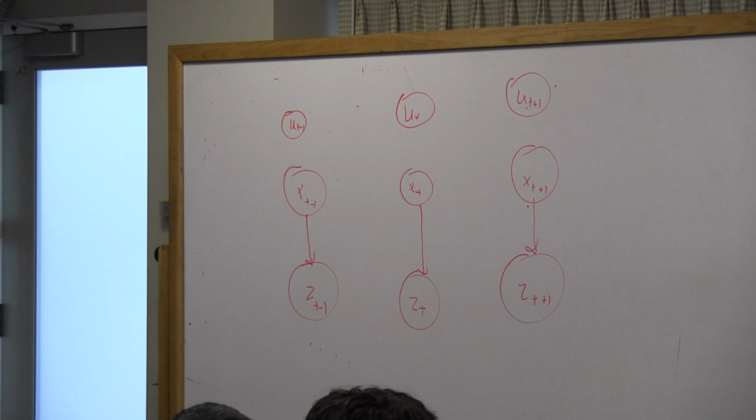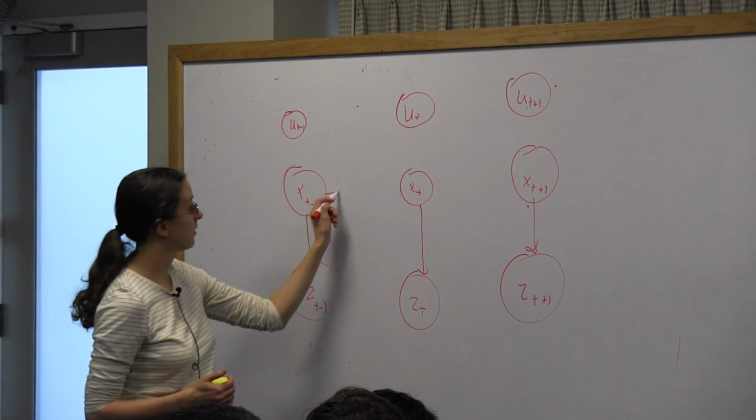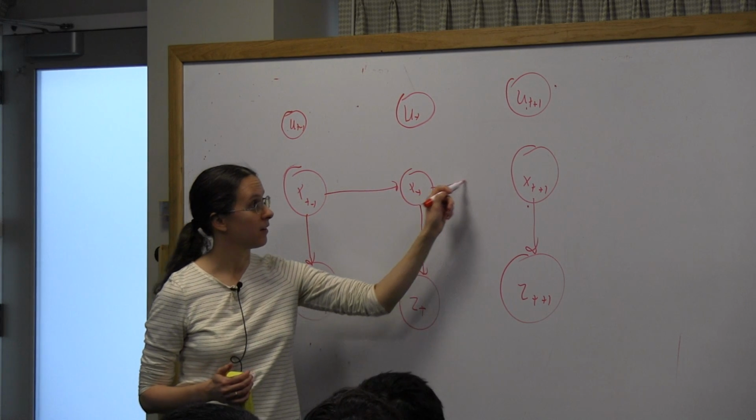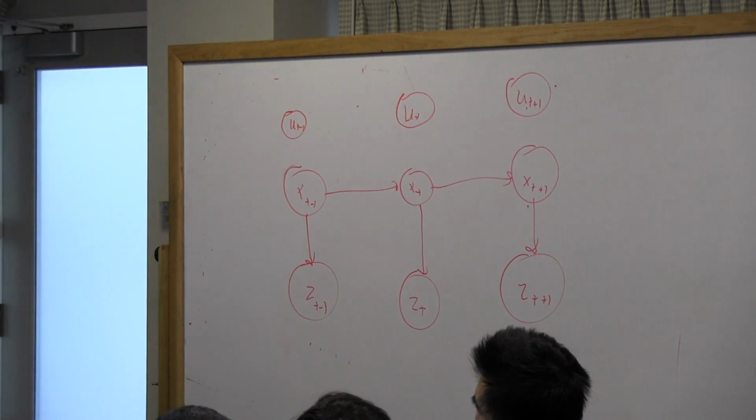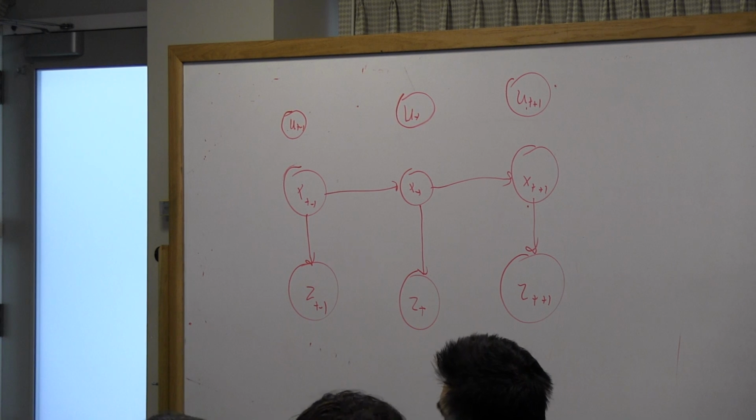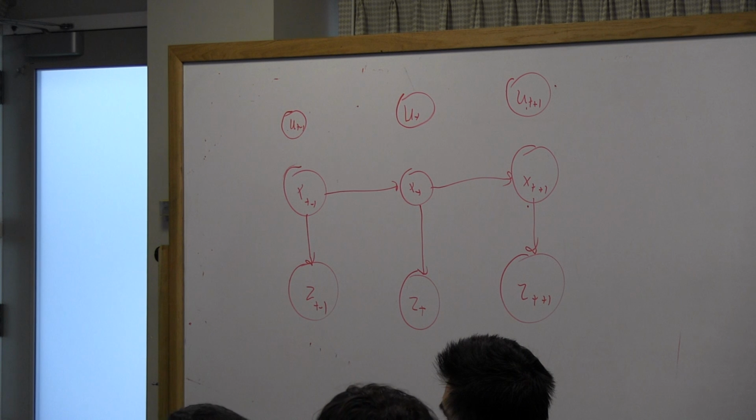What else? x of t depends on x of t minus 1, and x of t plus 1 also depends on x of t. Yes, my next state depends on my current state. The way to think about it is, I can't go too far from where I am right now. Based on where I am right now, that tells me something about where I could possibly be in the future.